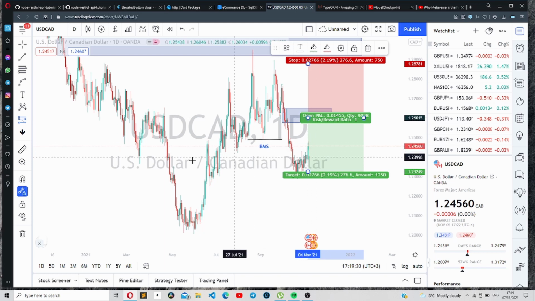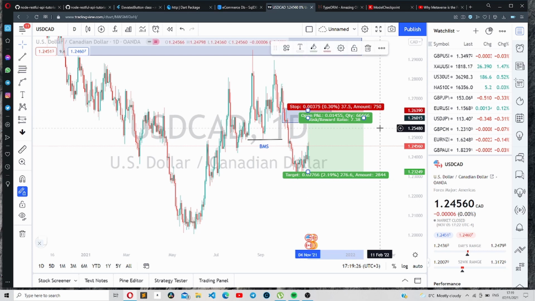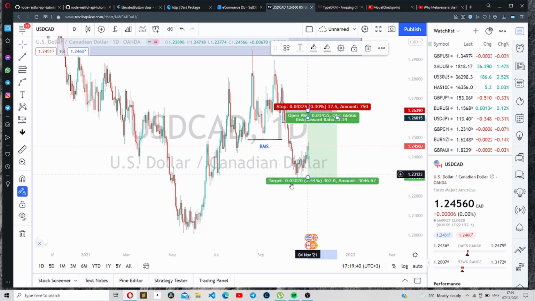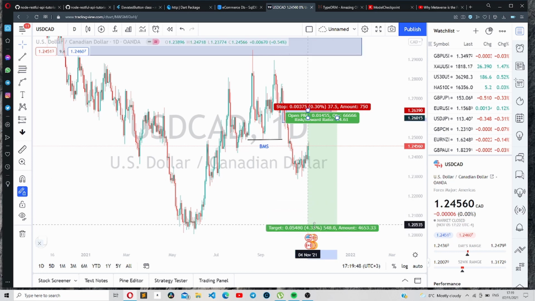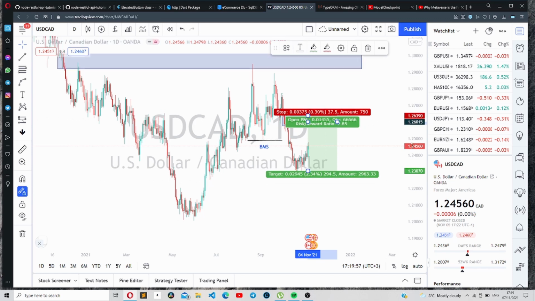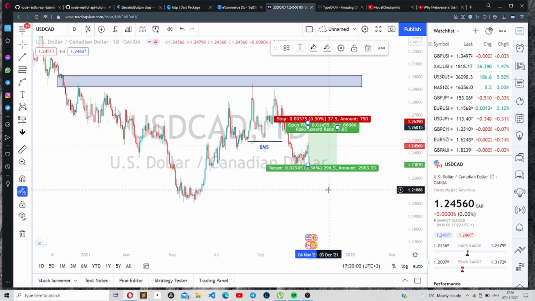From this point, so our first take profit, this is a nice trade. We have a risk to reward ratio of 1:7, right? Our first take profit will be this lower low here, and then our second take profit will be this previous lower low here at the bottom. So that will be 549 pips. Our first take profit will be something like 305 pips. So that's what we are looking at when we are looking at USD CAD, right?